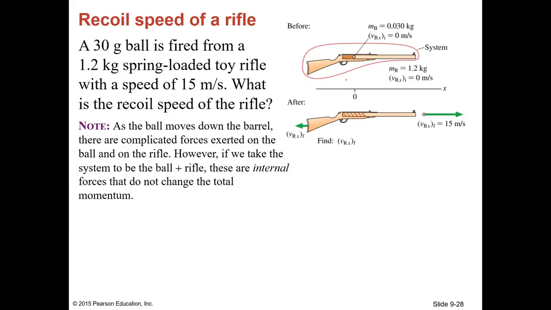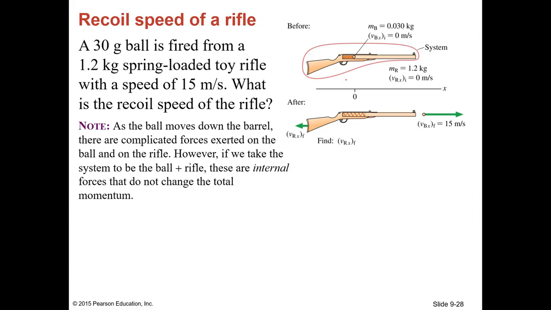So I want to go through another problem here talking about collisions and explosions and whatnot. In this case, we have a 30-gram ball fired from a 1.2 kilogram spring-loaded toy rifle with a speed of 15 meters per second. What is the recoil speed of the rifle?